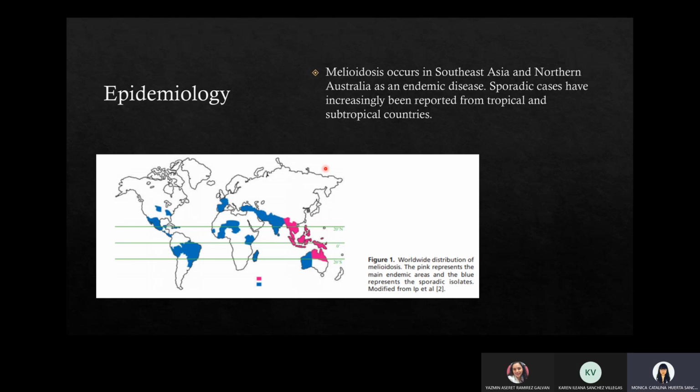So melioidosis is a disease of the monsoon season in the tropics, with the greatest prevalence in the northeastern province of Thailand and at the top end of the Northern Territory of Australia. But some sporadic cases are increasingly being reported in tropical and subtropical countries such as ours, Mexico.